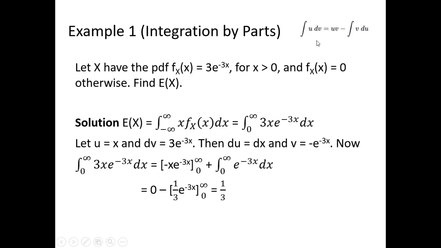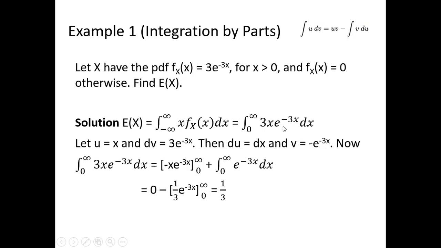You may remember this formula that I put up here in the top right corner. This is what we need. So we'll let u be equal to this x, and we'll think of dv as 3 times e to the minus 3x. Then it's easy to find du, the derivative. We see du is equal to dx. And to find v, we integrate over here. We simply get v is minus e to the minus 3x.